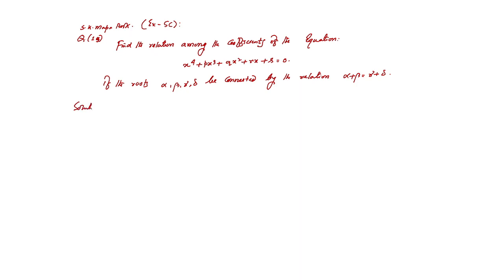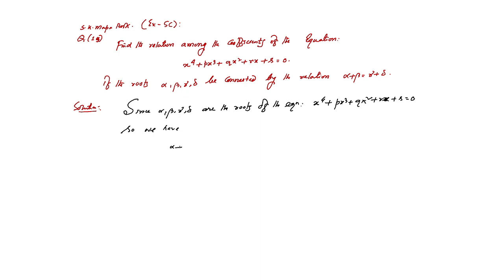Now how will we solve this problem? Here the solution is: since alpha, beta, gamma, delta are the roots of the equation x to the power 4 plus px cube plus qx square plus rx plus s equals 0, we have the sum of the roots, that means alpha plus beta plus gamma plus delta, that will be minus b by a, and b is p and a is 1, so this will be minus p by 1.